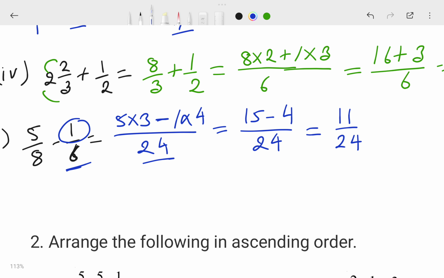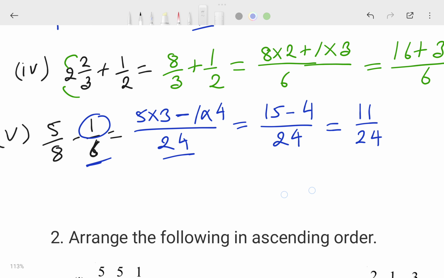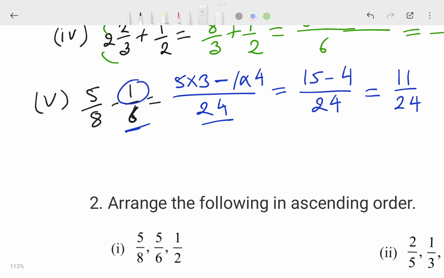So we cannot convert this into a mixed fraction because it is not possible. When you divide 1 by 24, it is not possible. Okay, because it is a proper fraction, so it is not possible. Okay, right, I hope it is clear to you dear.